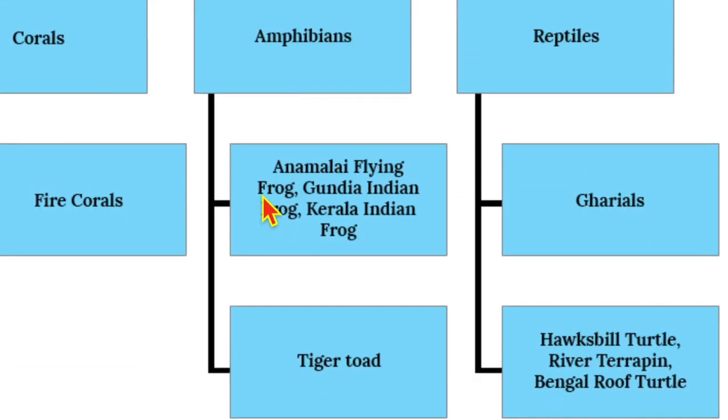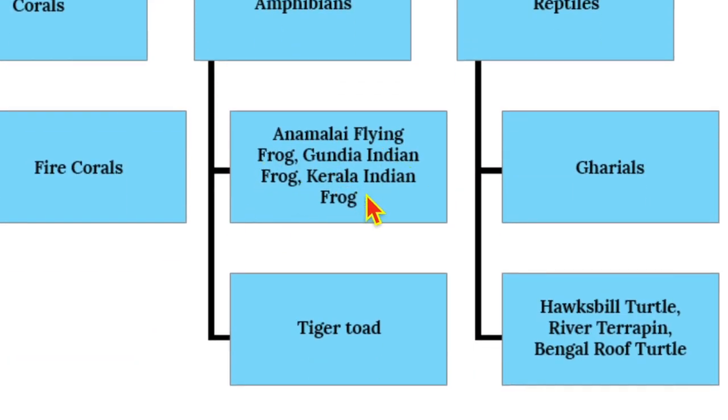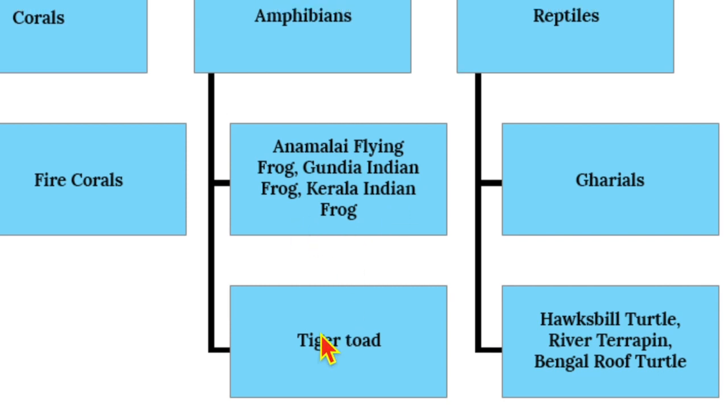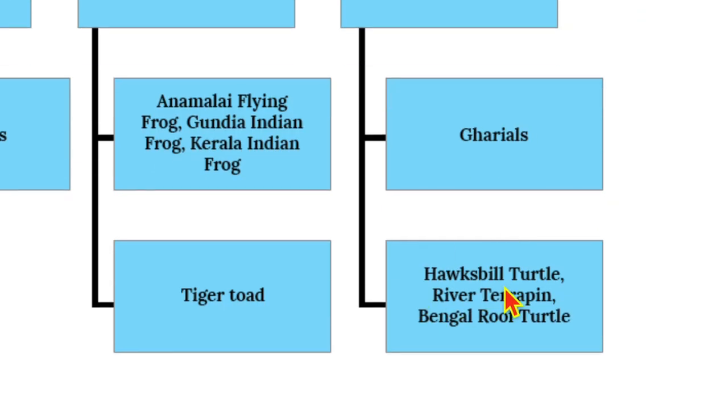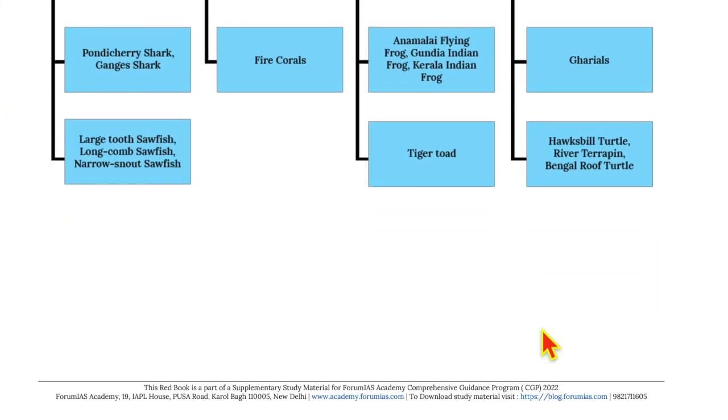Now, amphibians, we have the Anamalai flying frog, Gundia Indian frog, and Kerala Indian frog. Tiger toad is also critically endangered. For reptiles, we have gharial, which is critically endangered. Other crocodiles are not. Hawksbill turtle, river terrapin, and Bengal roof turtle. These are critically endangered marine biodiversity.